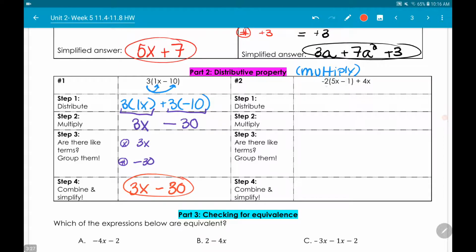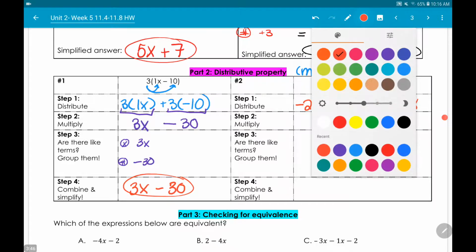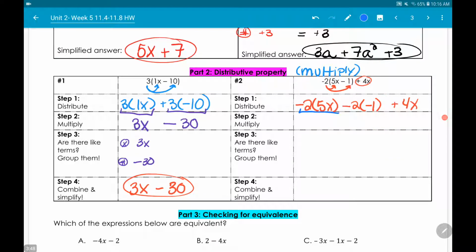All right, let's do it again. I take my outside number and I put it in with the first inside number. And then I do it again with the second inside number. Now this 4x was just on the outside. It is not touching or inside the parentheses, so it does not get multiplied. So now I go ahead and multiply everything out. And remember, this 4x is just going to keep getting brought down.